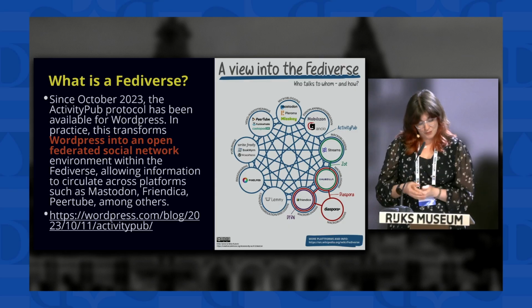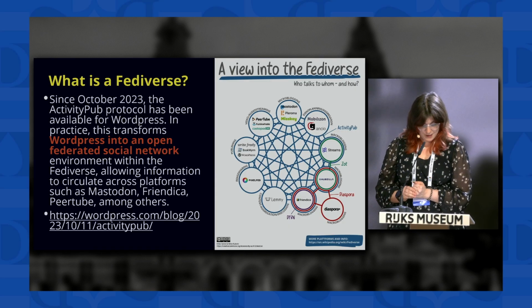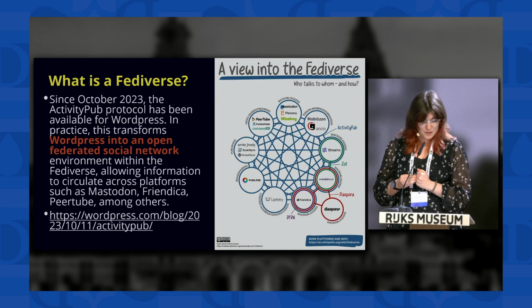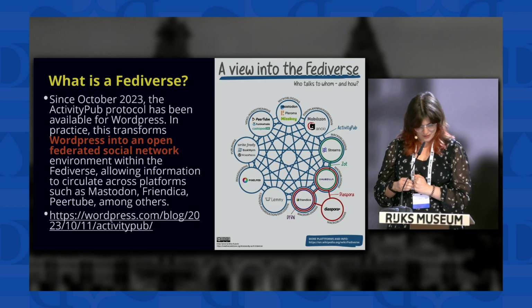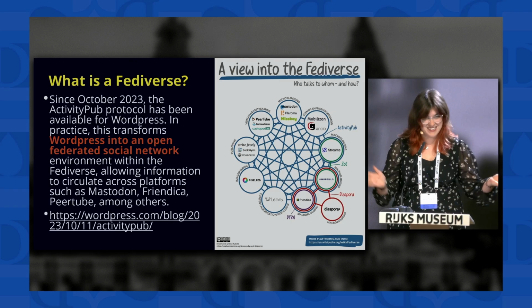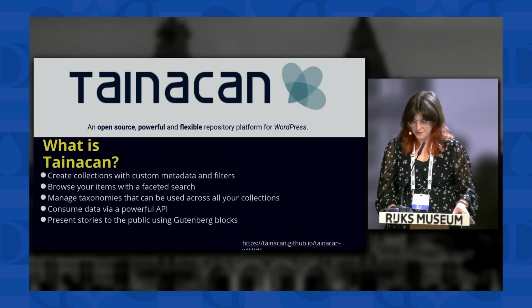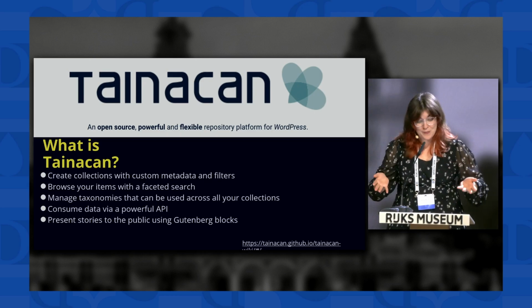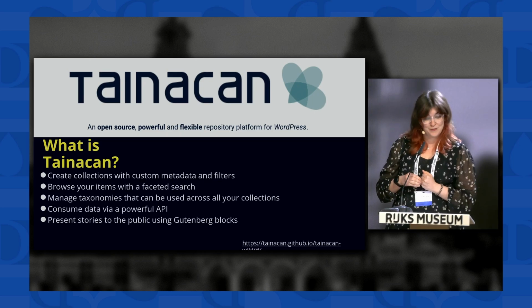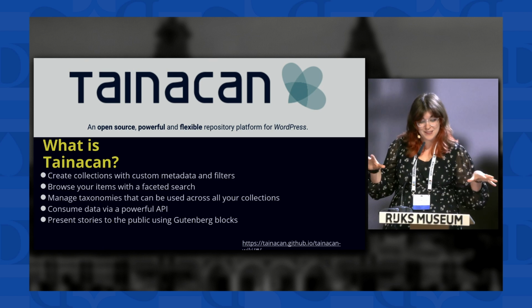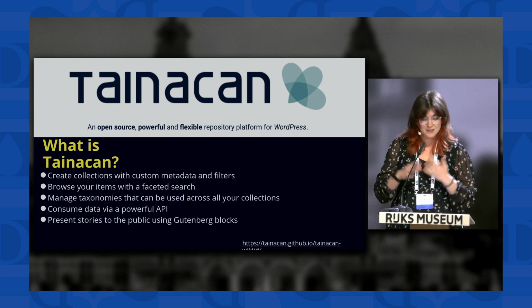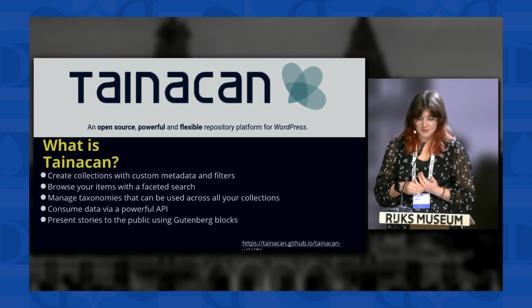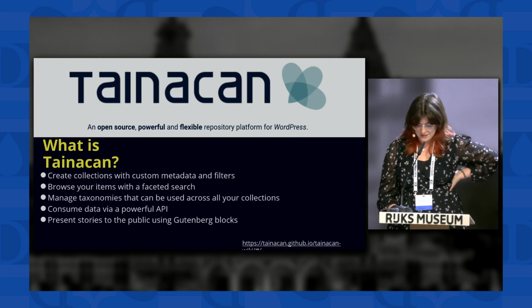Since 2023, WordPress has adopted something called ActivityPub. You're not required to use this, it's an option, but by using it, you can transform WordPress into an open federated social network. This can connect you to things like Mastodon, PeerTube, etc. This gets us to Tainacan. It's an open source, powerful, flexible repository for WordPress. Using this platform, you can create collections with custom metadata and filters, browse your items, manage taxonomies, consume data using a powerful API, and present stories using the Gutenberg blocks.